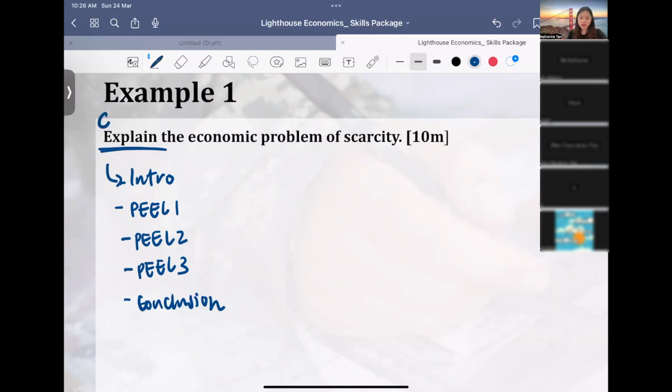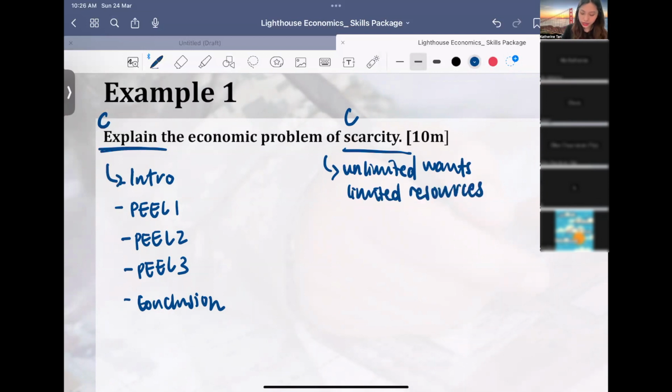Next, what is going to be your concept? The concept is scarcity. In your scarcity, you need to have your definition. So what's the problem of scarcity? You may not remember because it's been a while. It's the concept of unlimited wants and limited resources. Hence a choice must be made of who to produce for, what to produce and how to produce.